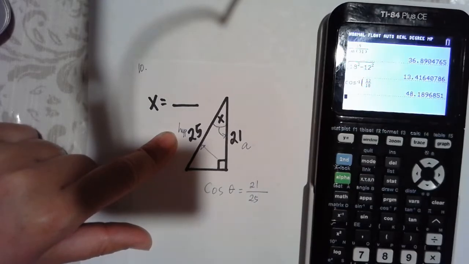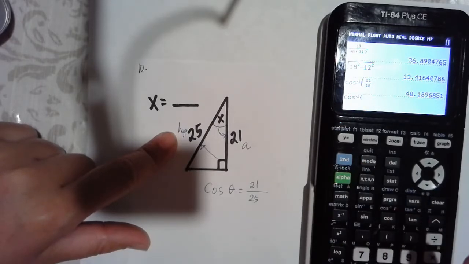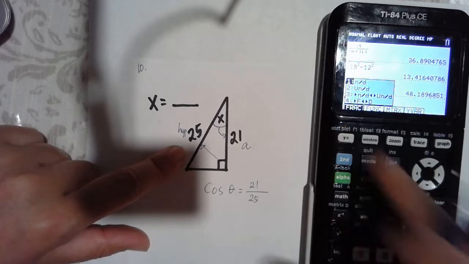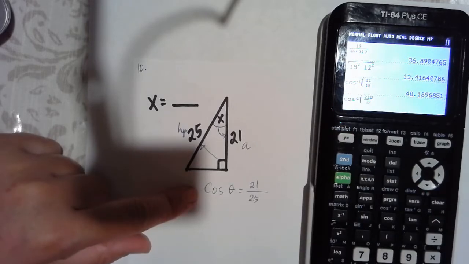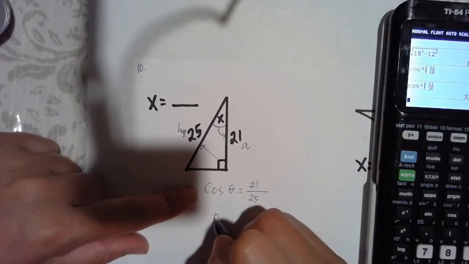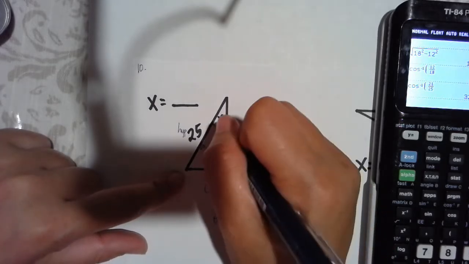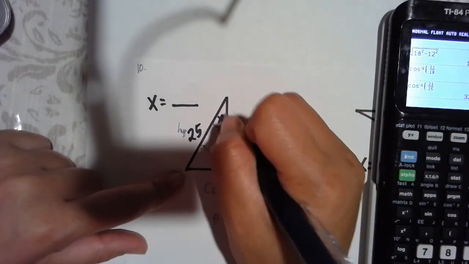So that will give you second cosine alpha y equals 21 over 25. And the answer is 33. I will round it off. 33 degrees. So this is 33. That's it.